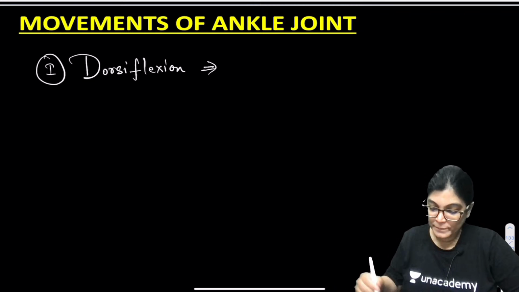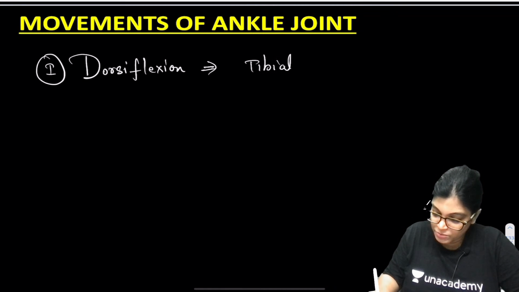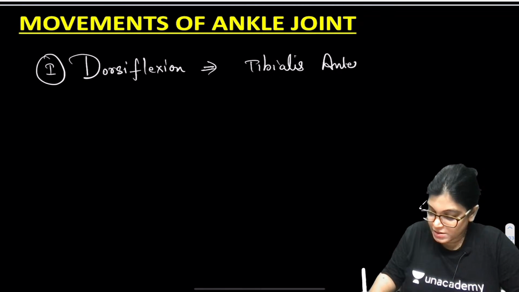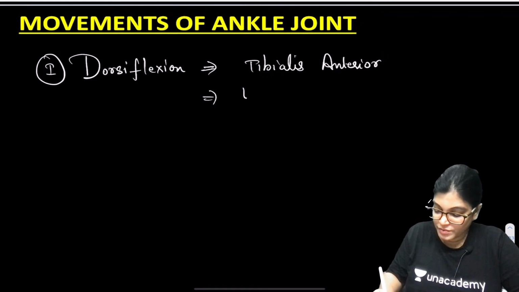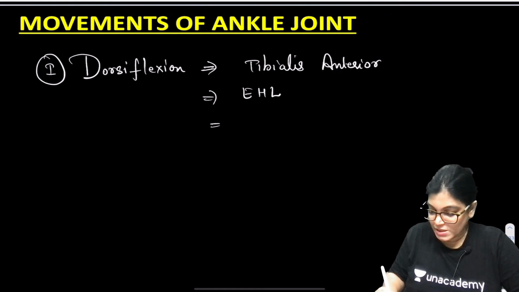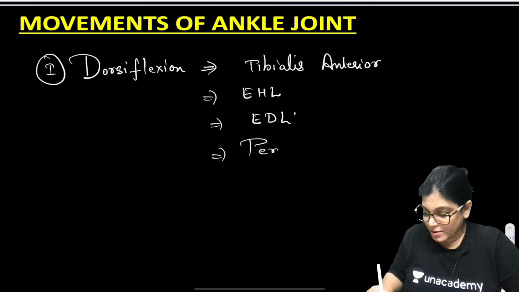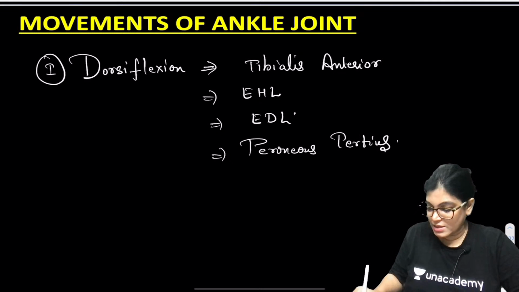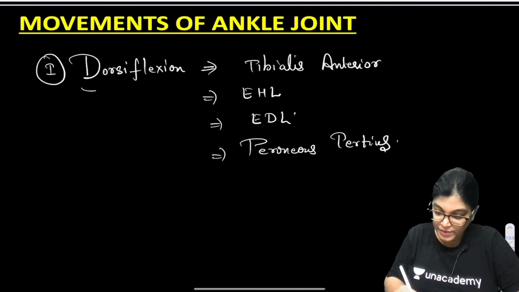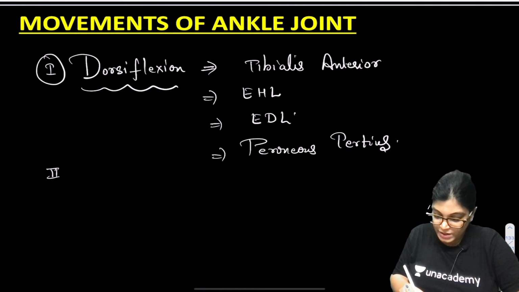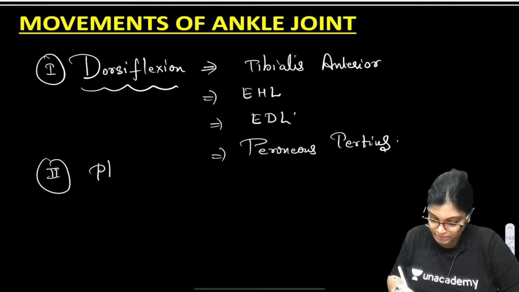Dorsiflexors are tibialis anterior muscle, this is the prime dorsiflexor, along with extensor hallucis longus muscle, extensor digitorum longus muscle and also peroneus tertius muscle. So, these are the muscles which cause dorsiflexion of ankle joint. Now, moving with the second, that is plantar flexion.